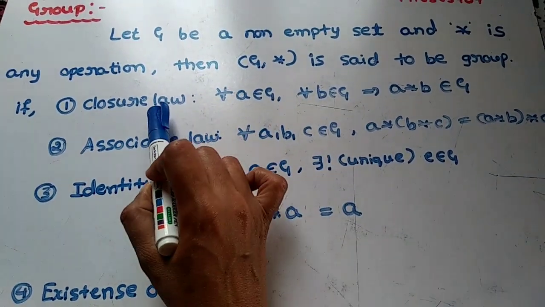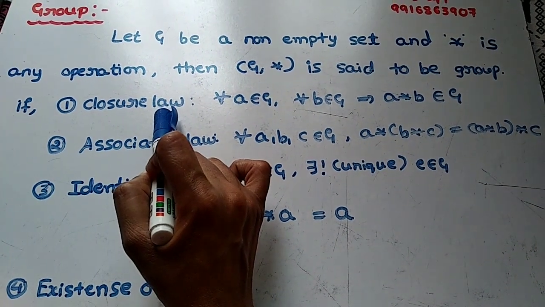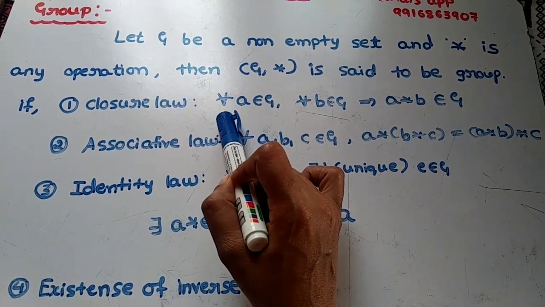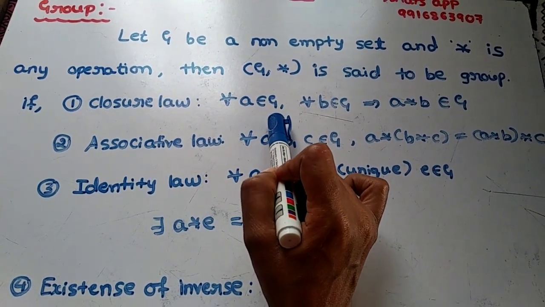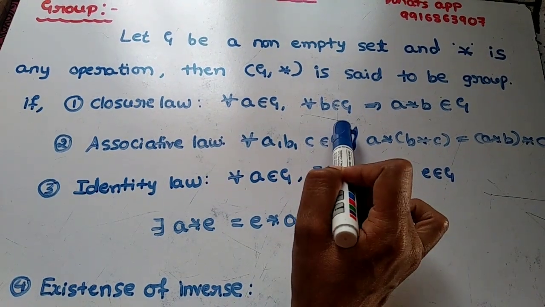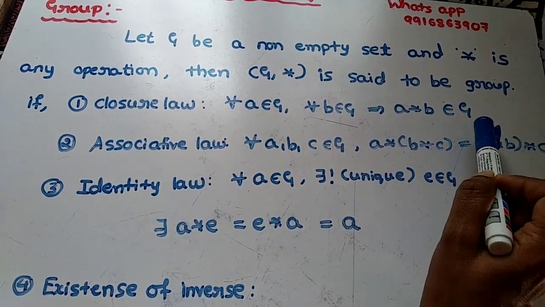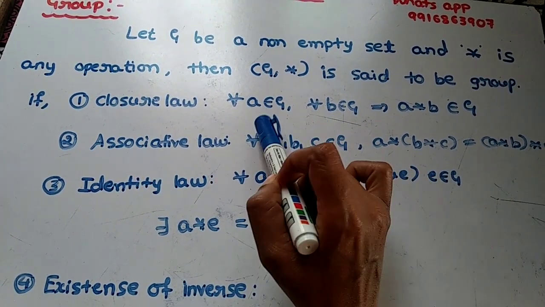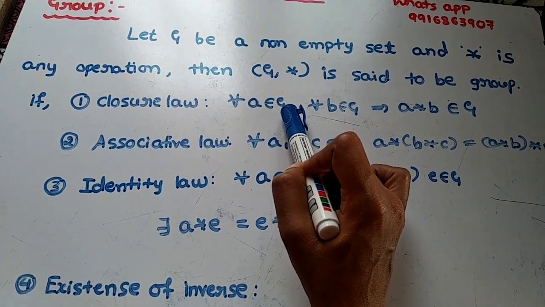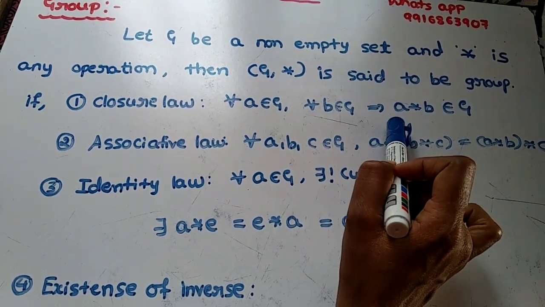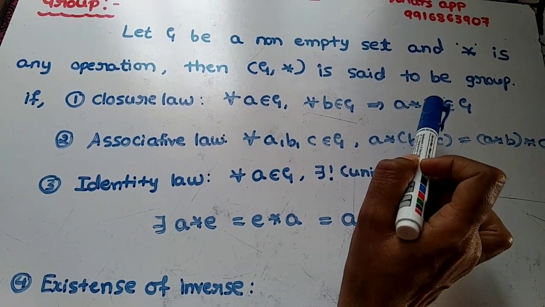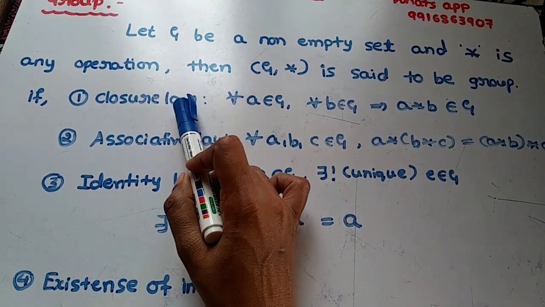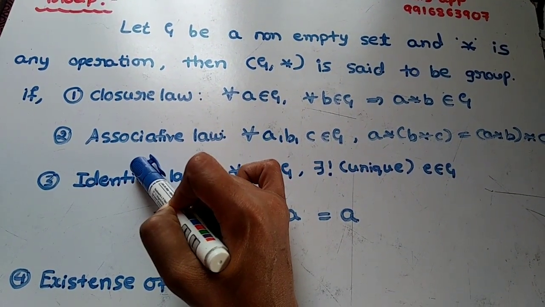We have seen the closure law in groupoid, right? So I'll recall it once. The closure law is: for all a belongs to G and for all b belongs to G, a star b belongs to G. It means we take two elements that belong to our set, and after we apply the operation between a and b, the answer also belongs to our set. This is the closure law.